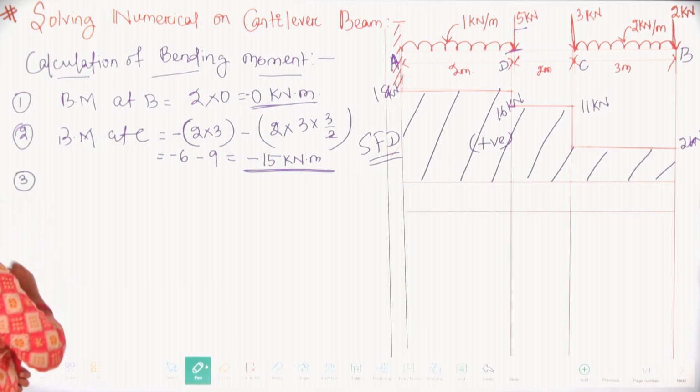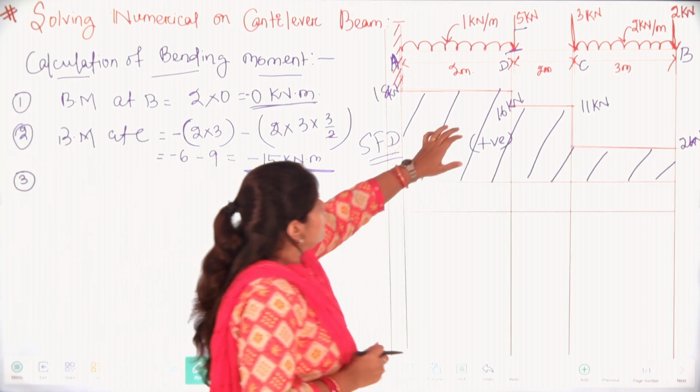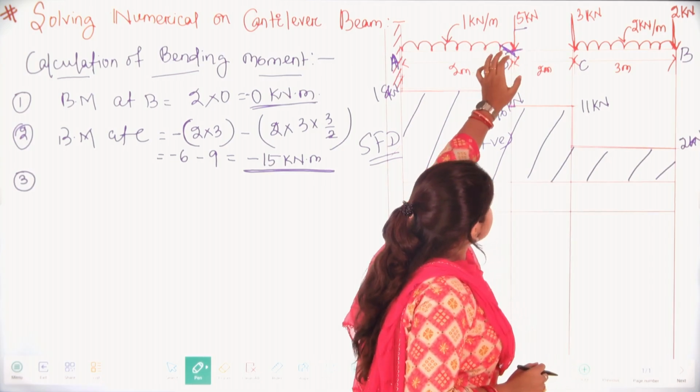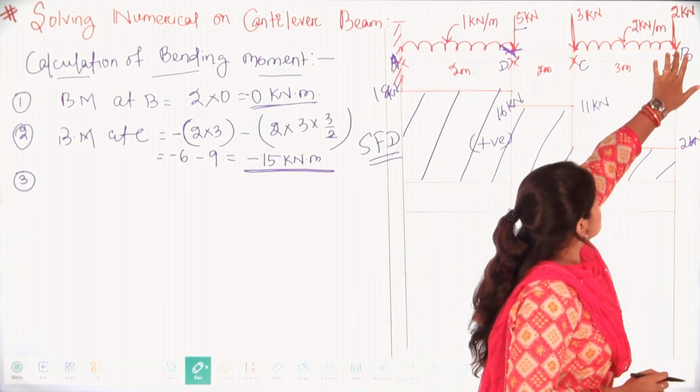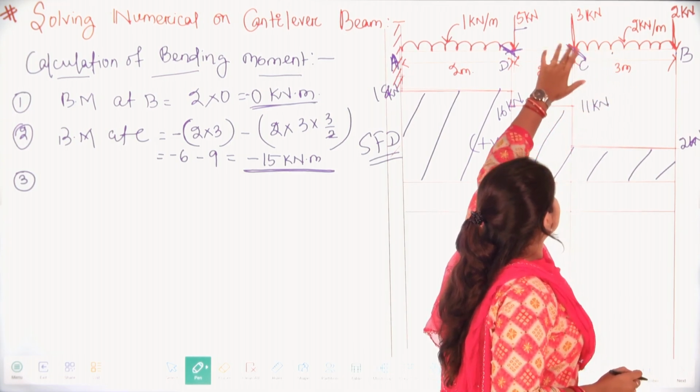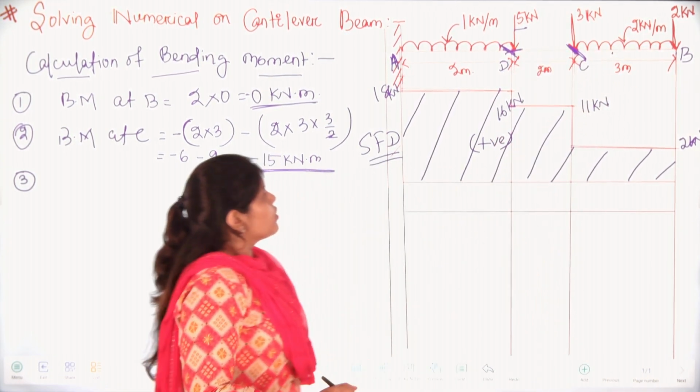So third is our point D. You can see here you have this load, this UDL and this point load. So let's start the calculation.